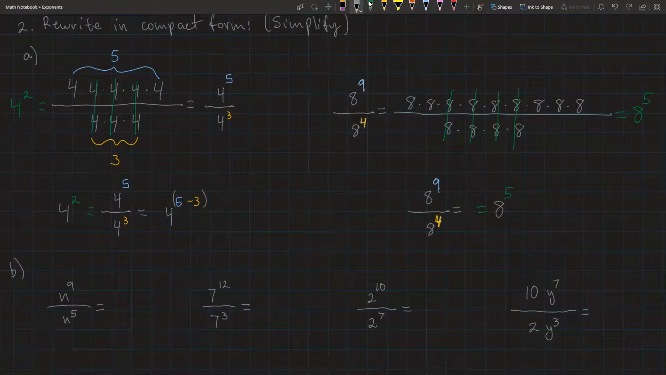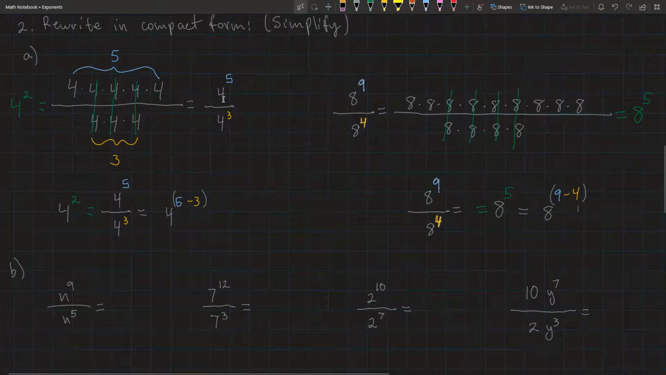And then therefore this is the same as a to the 9 minus 4 in parentheses. That's the main idea, all right? And also keep in mind that the bases are the same. This 8 is the same as this 8. This 4 was the same as that 4, and we have division. Same base and division, we can subtract the exponents. That's the main idea. Same base and division, we can subtract the exponents.